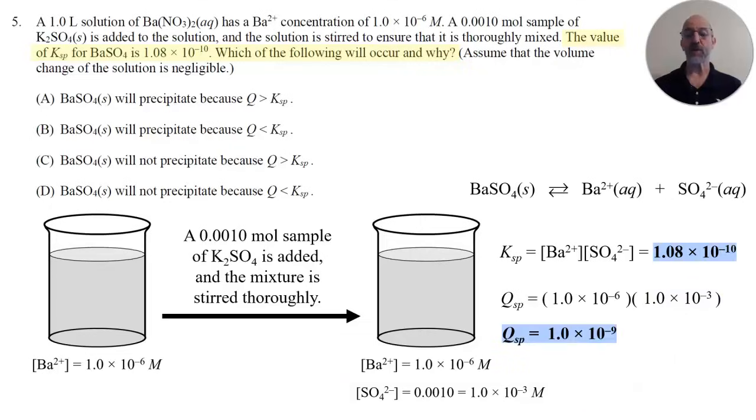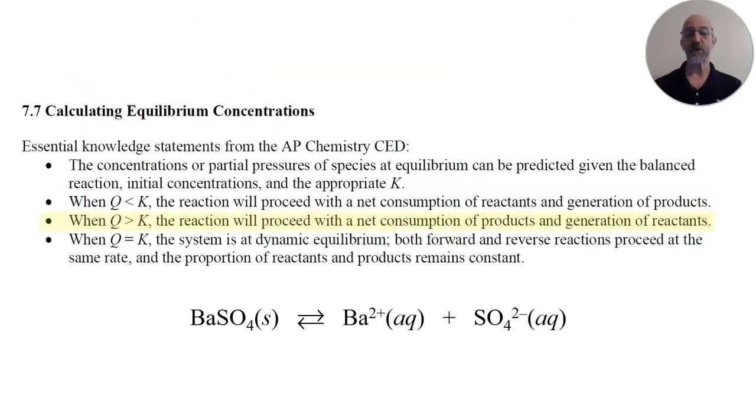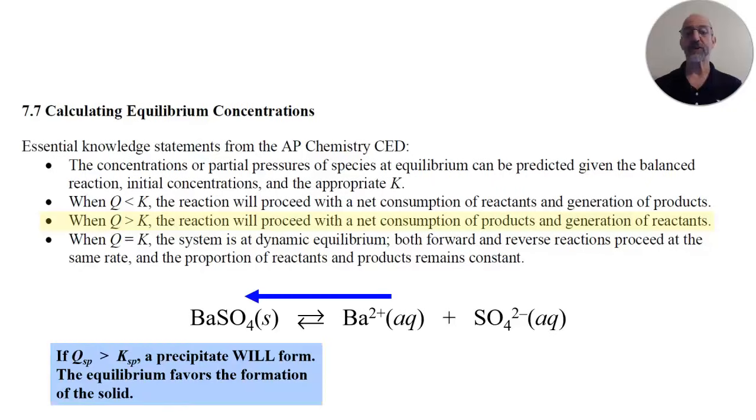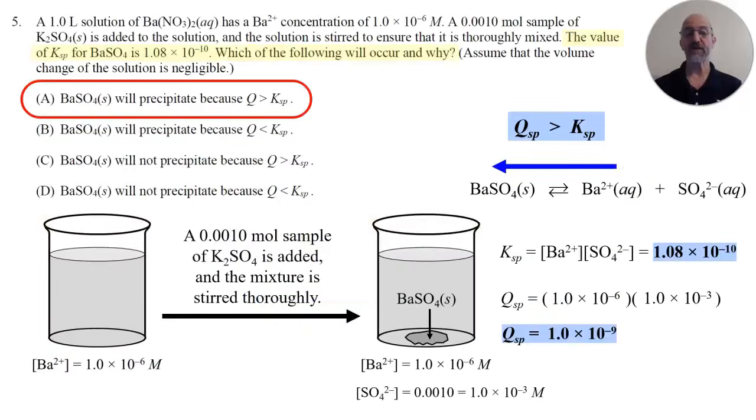Now, since that number, 1.0 times 10 to the negative 9, happens to be greater than the value of Ksp, we can go ahead and make our prediction based on the fact that Q is greater than K. As I had mentioned earlier, when Q is greater than K, there will be a net conversion from right to left, as in from products to reactants. So if Q is greater than Ksp, then yes, a precipitate will form because the equilibrium favors the formation of the solid. So the correct answer to question 5 is choice A. Barium sulfate will precipitate because Q is greater than Ksp.